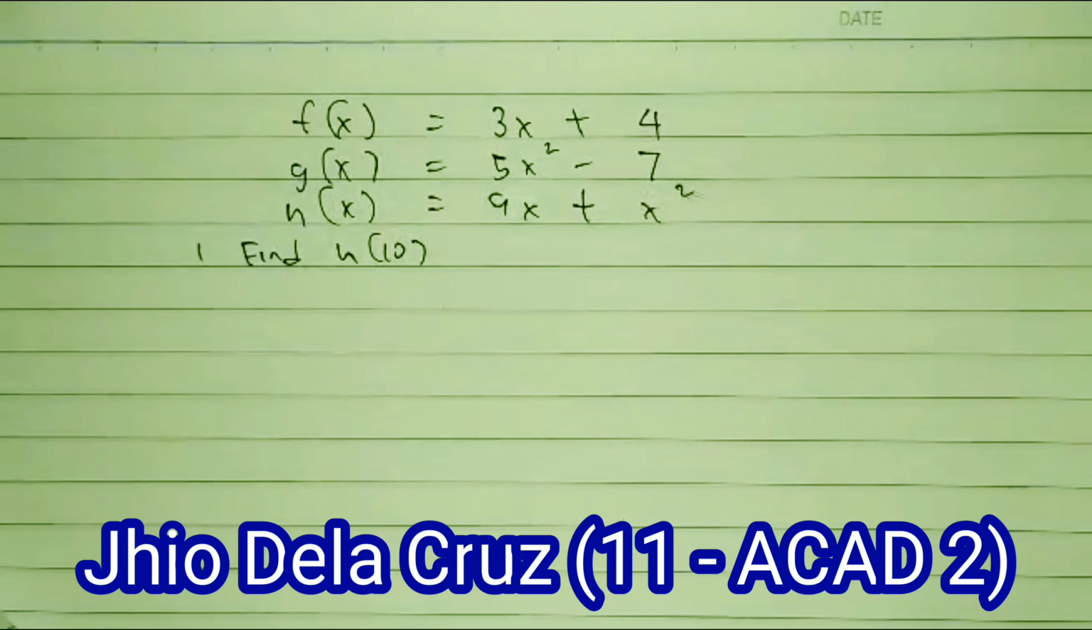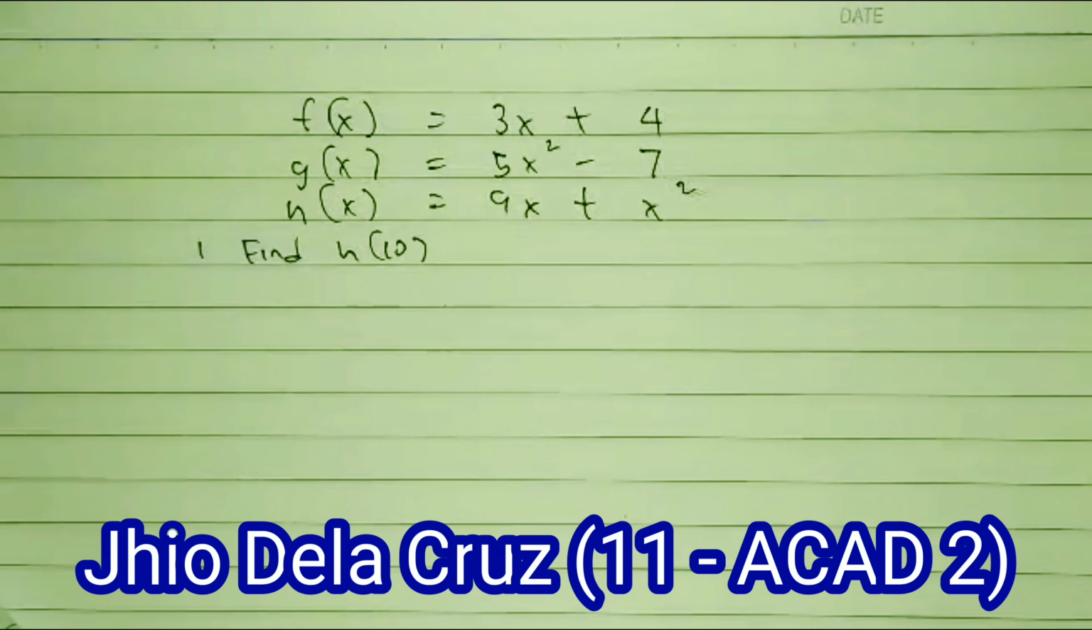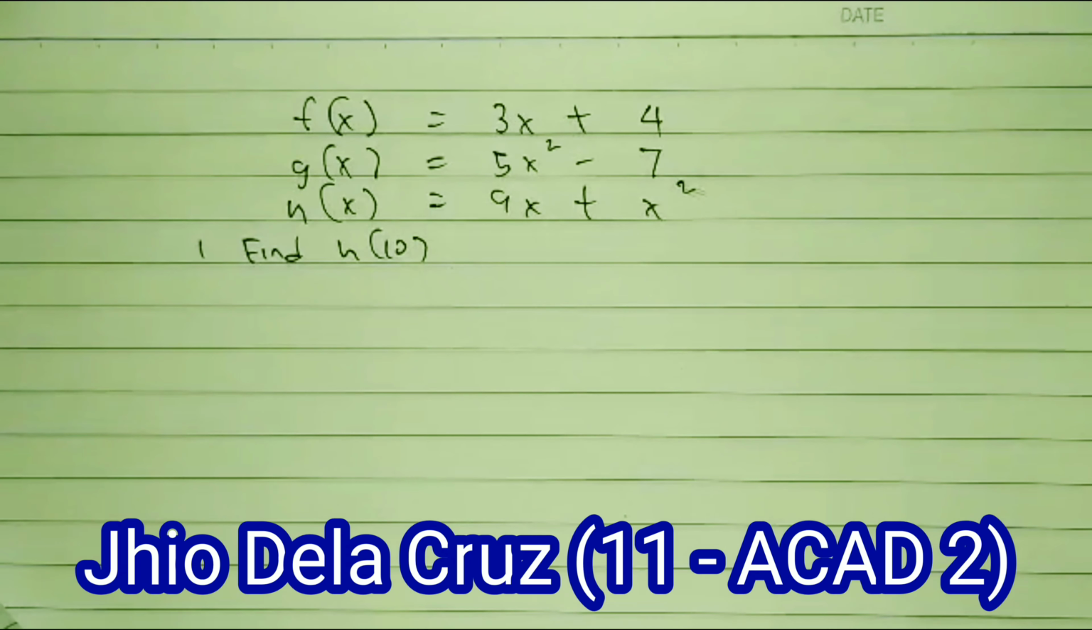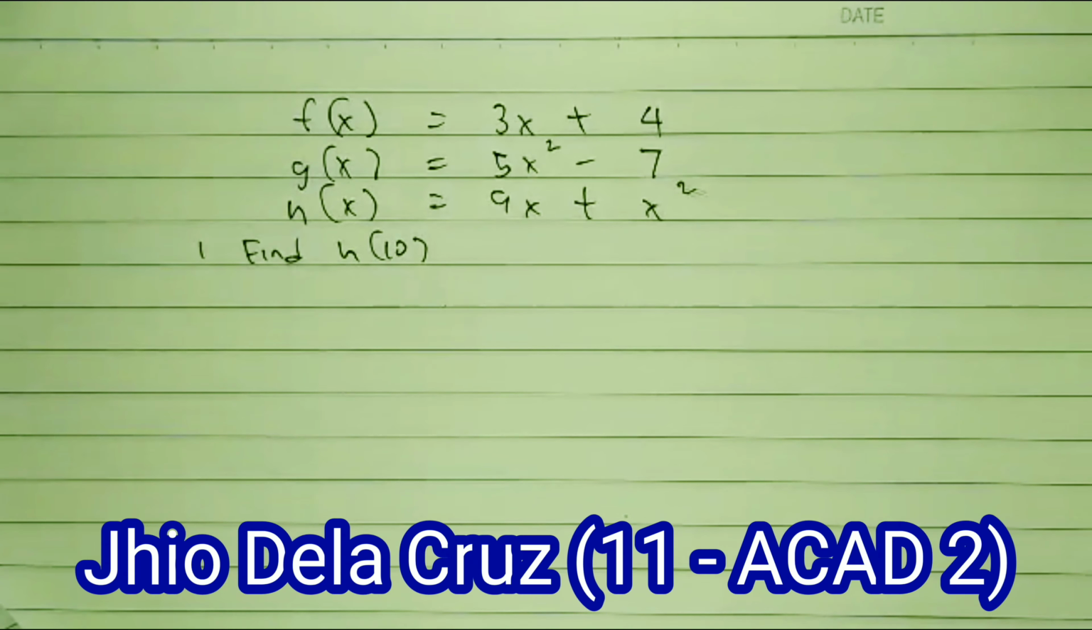Our given is f of x is equal to 3x plus 4, g of x is equal to 5x squared minus 7, h of x is equal to 9x plus x squared. Our problem is to find h of 10.